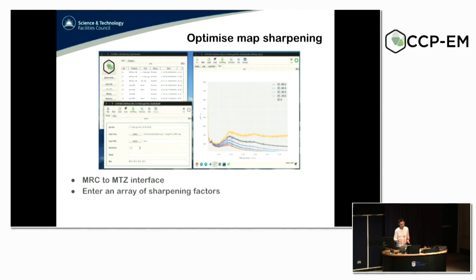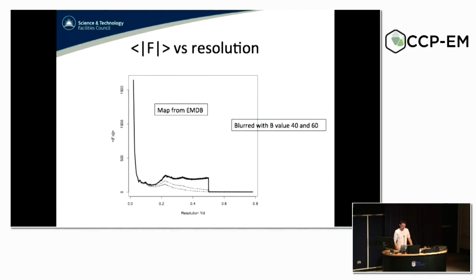As you should know, one of the first things you must do once you have a map from your 3D reconstruction is to take a look and optimize the sharpening coefficient that you apply to it. So we have a tool that does this for you, and you can enter an array of sharpening B factors, and it will calculate these for you and show a Wilson plot so you can see the effects that this has. And this has quite an important effect on the quality of your map.